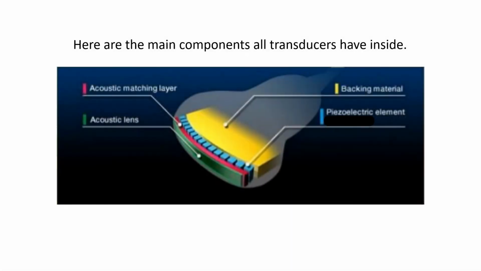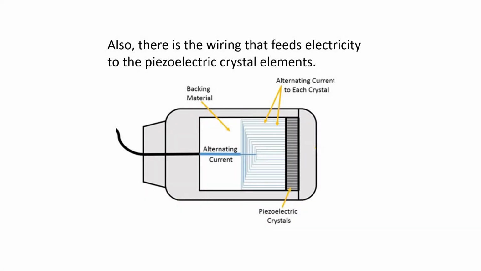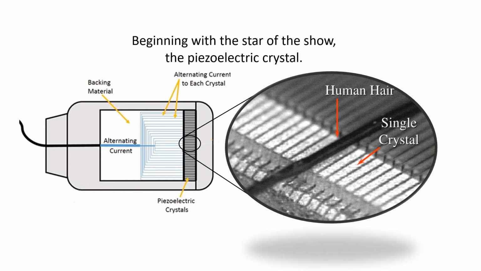Here are the main components all transducers have inside: the piezoelectric element, backing material, acoustic matching layer, and the acoustic lens that narrows the beam in the vertical plane. Also, there's the wiring that feeds electricity to the piezoelectric crystal elements. Beginning with the star of the show, the piezoelectric crystal, as technology has evolved, it has shrunk further and further.